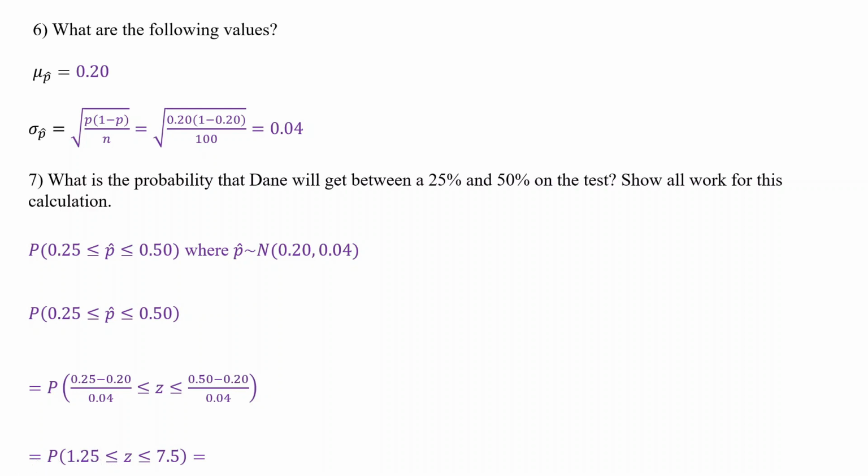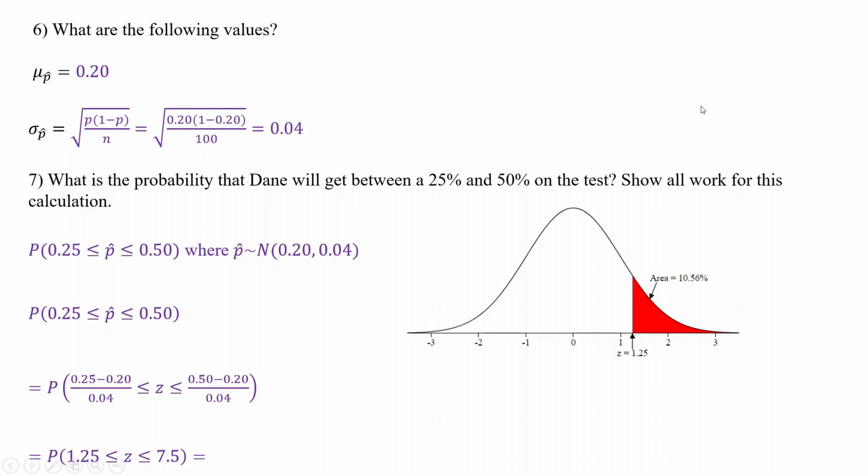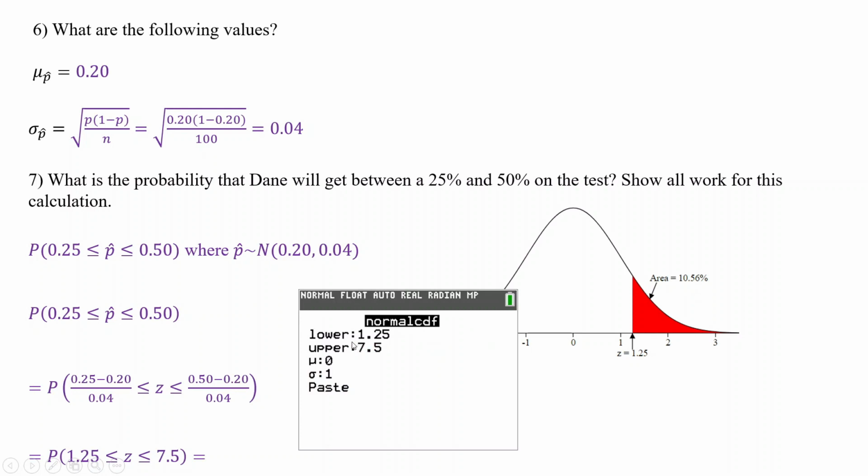You'll get a z-score of 1.25 and a z-score of 7.5, which is a very large z-score. We can draw that. You can see the z-score of 1.25, and a z-score of 7.5 is actually off of the standard normal, because the standard normal really only goes up to 3 and a little bit beyond. Visually, 7.5 is off the charts here. I had the probability to be 10.56%. On our calculator, remember what you do: lower boundary, upper boundary, 0, 1, and that's how I got 0.1056.